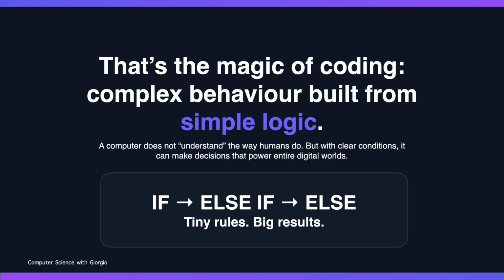So here is the final idea. A computer does not understand things the way humans do. It doesn't know what is best. It does not guess. But with clear conditions, it can make decisions. And those decisions can power huge systems, apps, games, websites, entire digital worlds. That's the magic of coding, not real magic, just logic, tiny rules, combined together to create big results. So remember, if, else, small logic, big power.